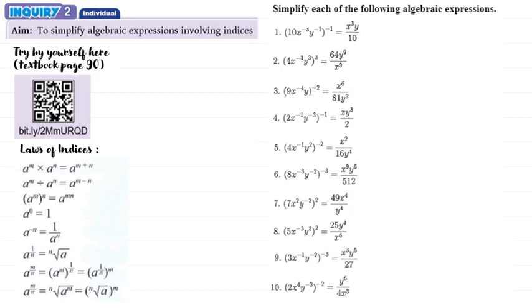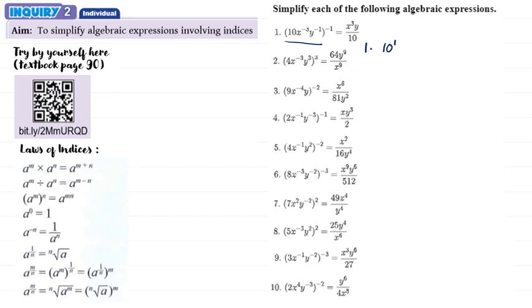So for question number 1, you see there is a bracket here. So the first thing that you need to do is to multiply the power outside the bracket to the power inside the bracket, to the index. So here for question number 1 we have 10. 10 is the base, so there is an index here, and the index is a power of 1. Since it's a power of 1, it isn't written as 1, so it's just written as 10.